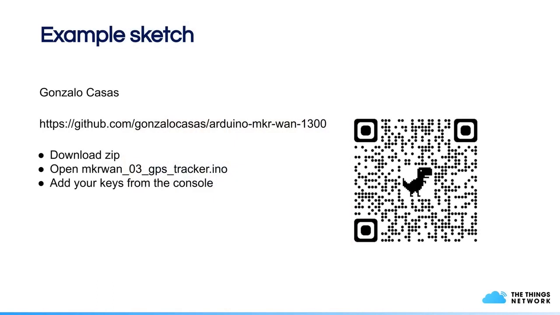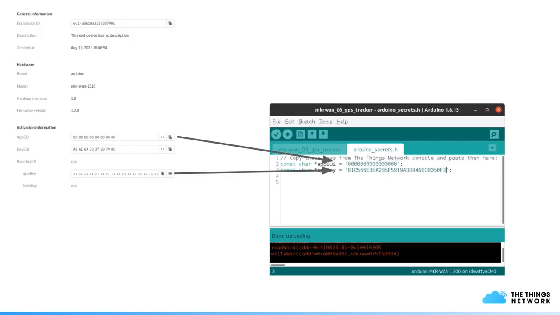Gonzalo Casas has made an example GPS tracker sketch for the Arduino Maker WAN. Go to his GitHub and download a zip. Extract it, then open the Maker WAN 03 GPS tracker example. Also have a read through the README which explains the electrical connections which are necessary between the GPS shield and the Arduino. Again, copy your keys from the console and paste them into the Arduino secrets.h file.